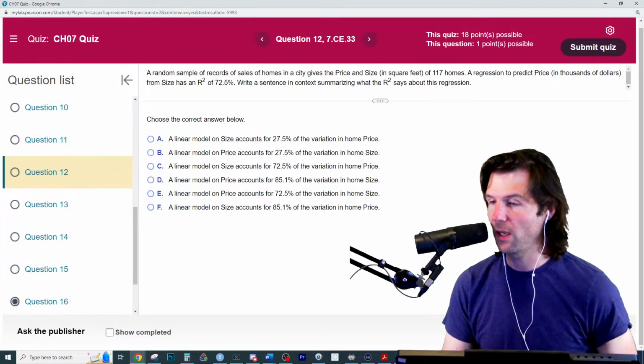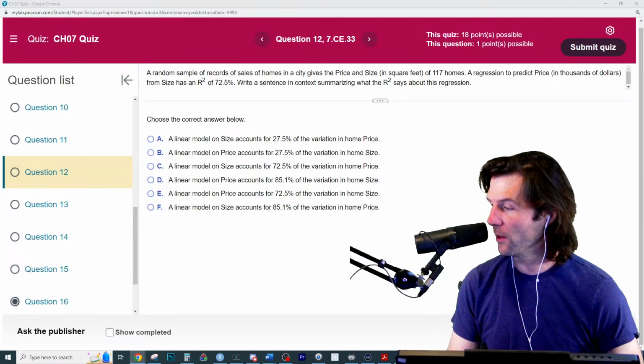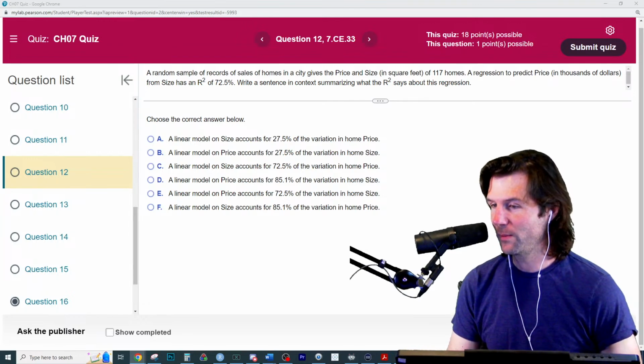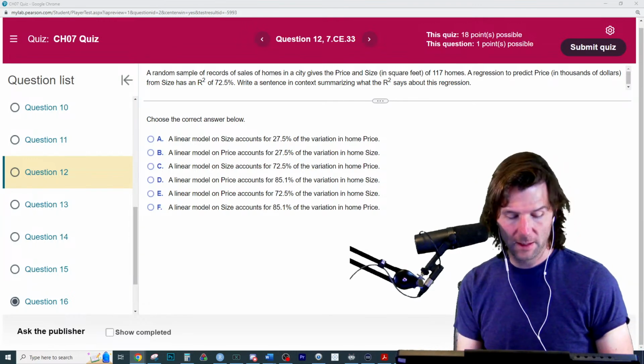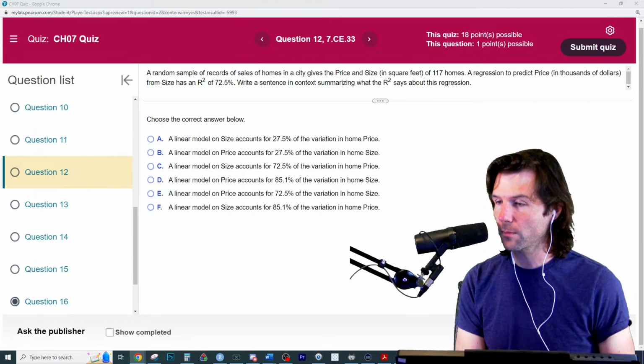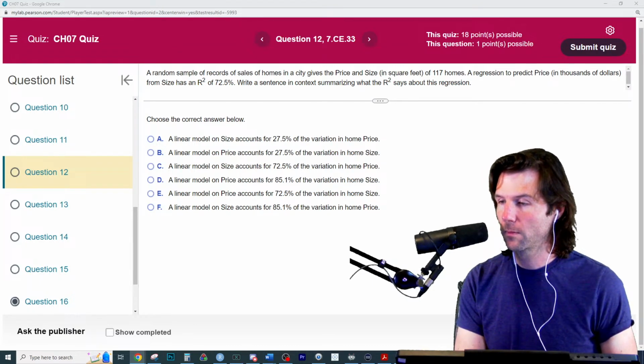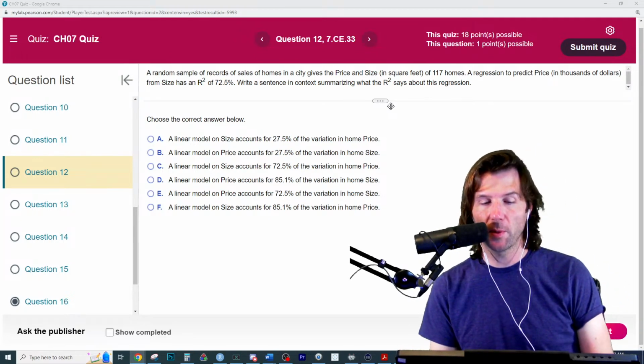Got a random sample of records. Here we go right here. A random sample. Yeah, Jesse, awesome. Let's do this one right here.